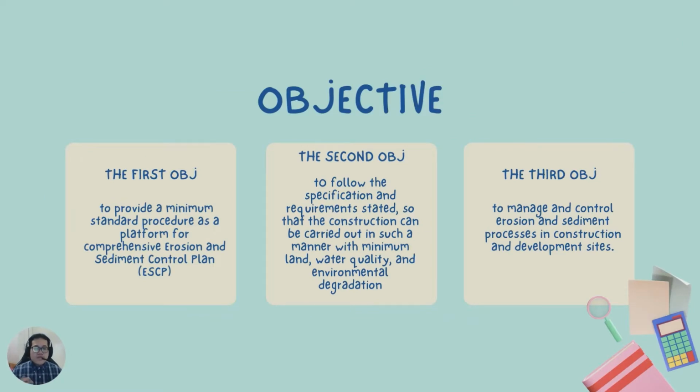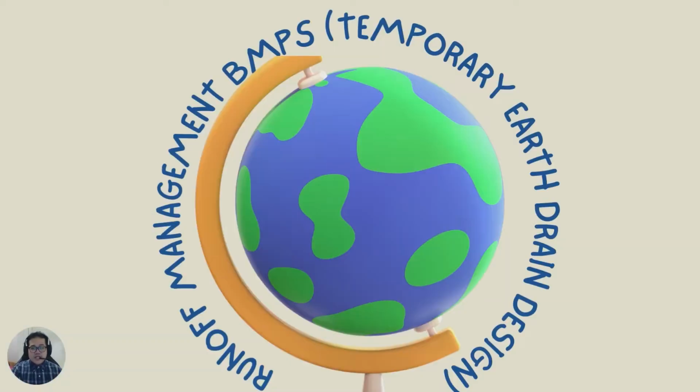So our main objective is, the first one, to provide a minimum standard procedure as a platform for a comprehensive erosion and sediment control plan, ESCP. The second one is to follow the specification and requirements stated so that the construction can be carried out in such a manner with minimum land, water quality and environmental degradation. The third objective is to manage and control the erosion and sediment processes in construction and development sites.